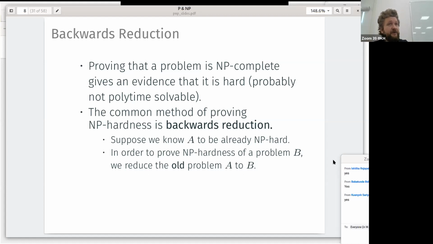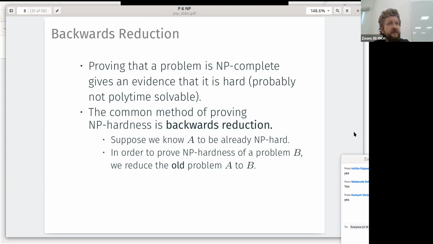But then any NP problem C can be reduced to A. And then C is reduced to A, which is reduced to B, which means that C is reduced to B. So by this reduction and by transitivity, which is actually composition of reductions, you reduce C to A, then A to B, and if you take the composition, you reduce C to B. So this will give us NP hardness of the problem B.